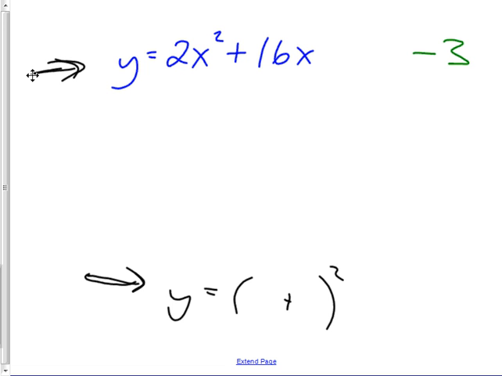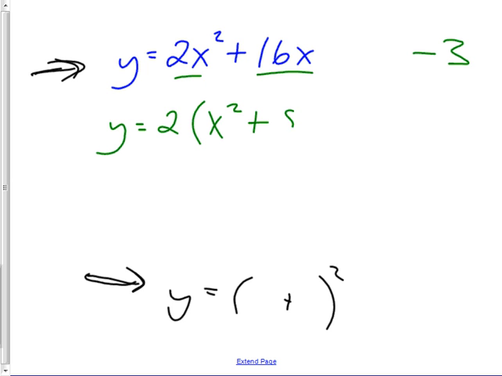Next. Come on, somebody from yesterday volunteer. Yes? Awesome. Take the 2 out of those 2. So you take the 2 out, you factor it out, just the 2. I know there's an x in both of them, but don't factor that out.